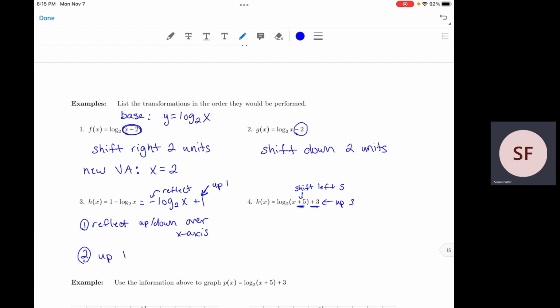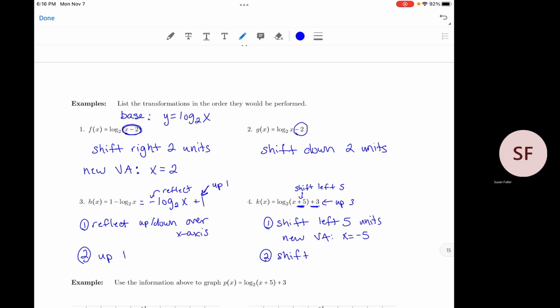Okay, and then let me list these in the order that they would be performed in. The first thing that I'm going to do is the left and right shifting. So I would shift this whole thing to the left by 5 units. And when I shift to the left, my new vertical asymptote will be x equals negative 5. That vertical asymptote will go to the left with my graph. And then the second thing that I'm going to do is shift my graph up 3 units. I don't have any reflection, so I don't have to do that between. I'm just going to shift left 5 and then up 3.